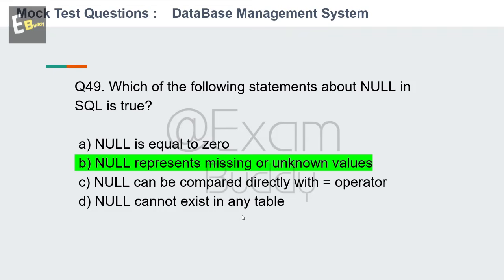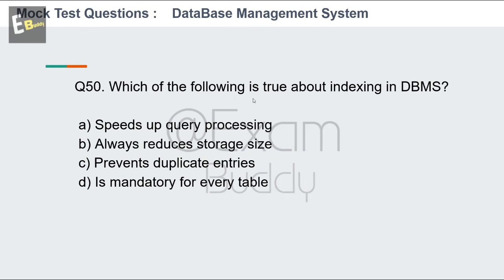And the answer is B, null represents missing or unknown values. Now let's go to our question number 50. Which of the following is true about indexing in DBMS? So these are the options: speeds up query processing, always reduces storage size, prevents duplicate entries, is mandatory for every table. So your time starts now.